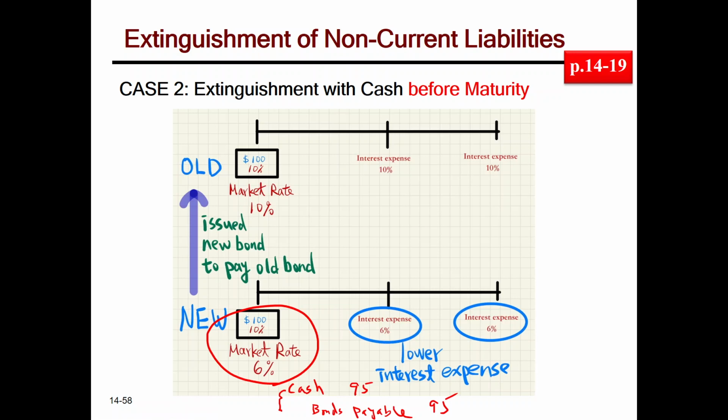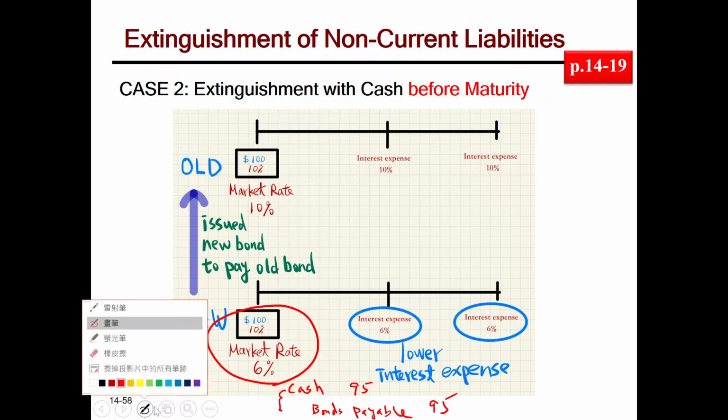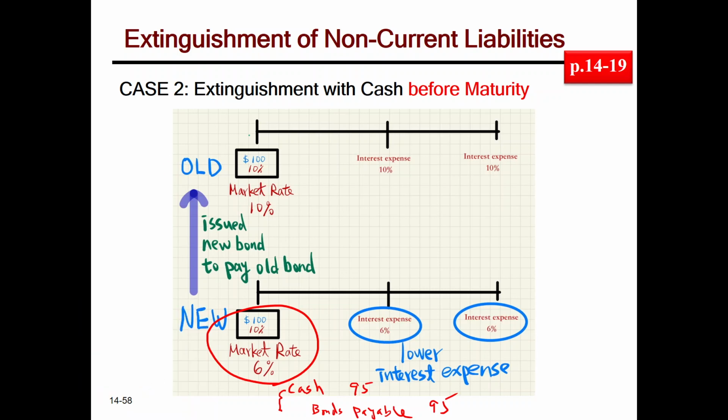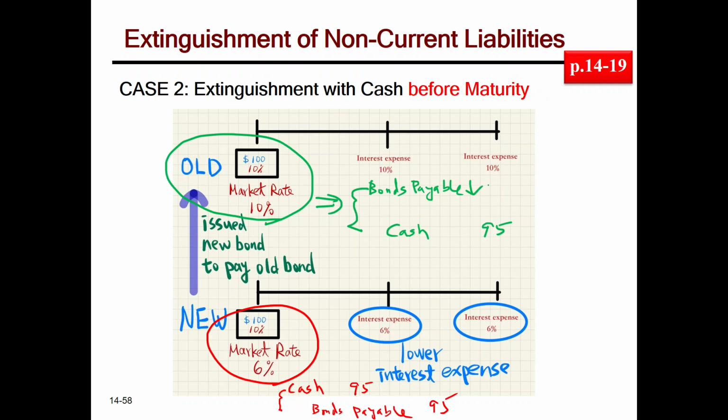After you got the cash, we focus on the old bond. We use the $95 to buy back our old bond, right? How could we record the situation? If you use cash 95, that will make your cash decrease 95. Also, to buy back your old bond, your bonds payable will decrease. But what's the problem? Bonds payable decrease how much?